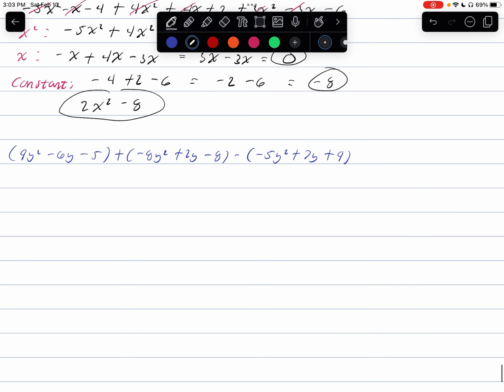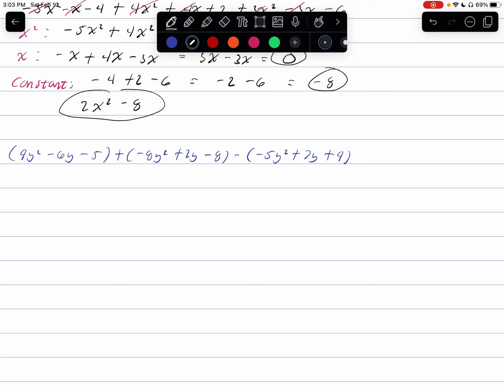Okay, let's do one more. Here we have 9y squared minus 6y minus 5. Then we're going to add negative 8y squared plus 2y minus 8. And then we're going to take away negative 5y squared plus 7y plus 9.